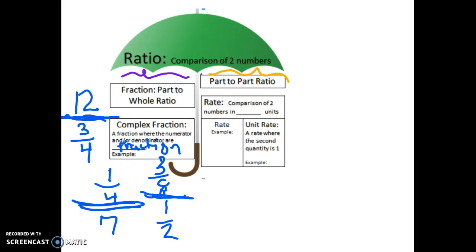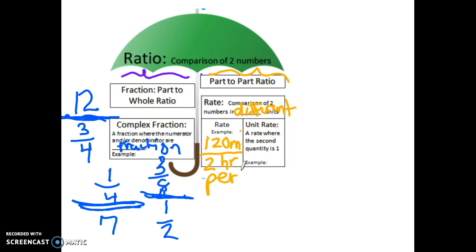On the other side, we are dealing with part-to-part ratios. A lot of times when we're dealing with a part-to-part ratio, we're actually dealing with a rate. A rate is a comparison of two numbers in different units. An example of a rate could be 120 miles per 2 hours. You notice that I read the division line, or the fraction bar, as the word per. So a lot of times when we're using rates, we hear the word per.